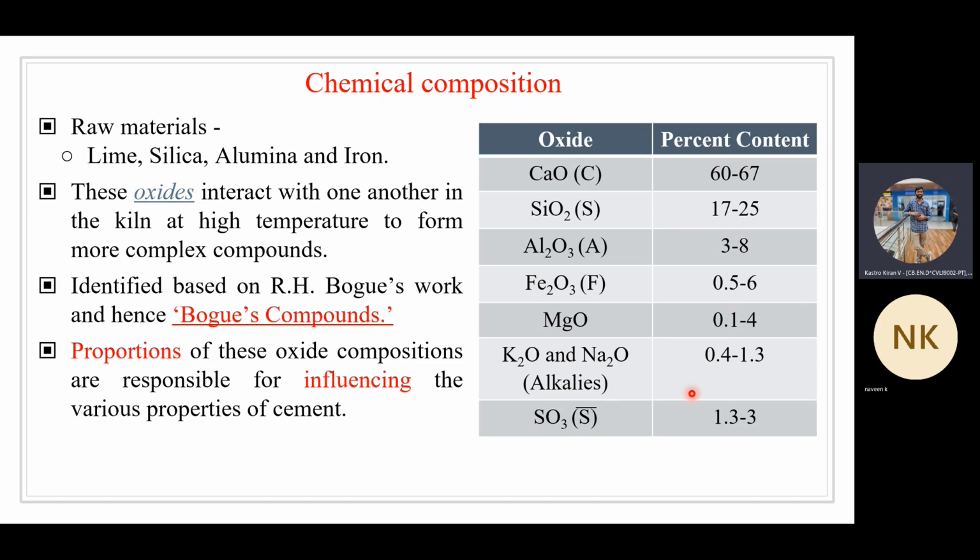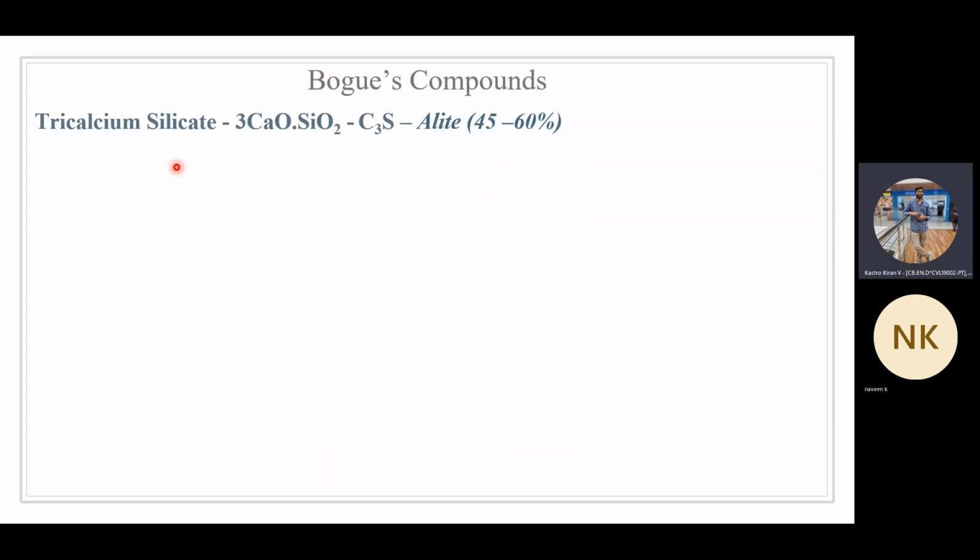All right, fine. Now let's understand these Bogue's compounds. There are basically 4 Bogue's compounds available. The first one is called tricalcium silicate. Let me write this. The first Bogue's compound is called C3S. The second is called C2S. The third is called C3A. And the fourth is called C4AF. We'll talk about each of these one by one, but these are the 4 Bogue's compounds.